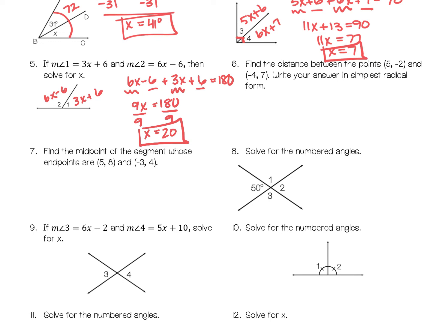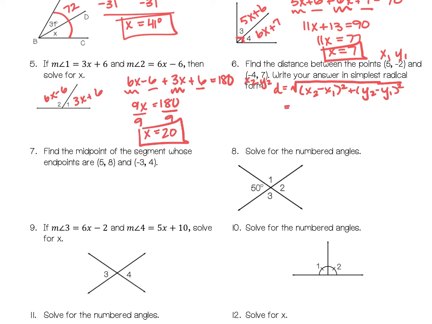On number 6, find the distance between the 2 points, and then write the answer in simplest radical form. So our distance formula can be written in several different ways, but one possibility here is x2 minus x1, quantity squared, plus y2 minus y1, quantity squared. In the original problem for the ordered pairs, 5 is x sub 1, negative 2 is y sub 1, and then negative 4 is x sub 2, and 7 is y sub 2.